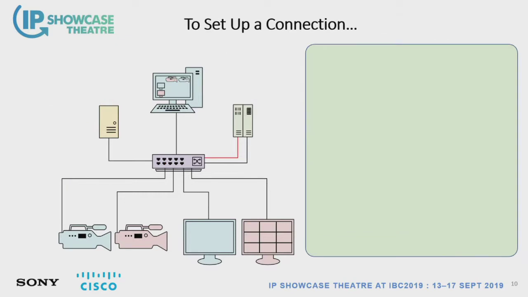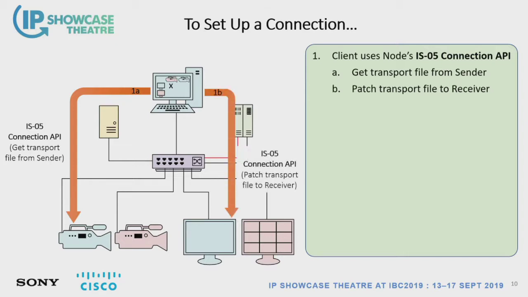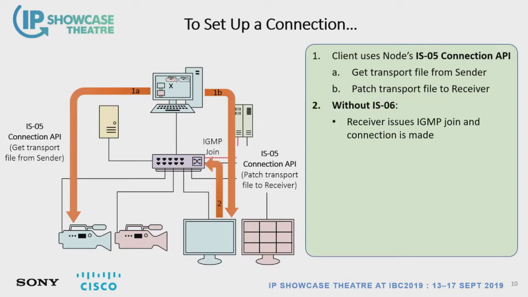So the traditional ISO 4 or ISO 5 mechanism for this, so the client would use the node's ISO 5 connection API, which it knows about from the ISO 4 information from the registry, to initially get a transport file from the sender. It would then patch that transport file to the receiver, and then without ISO 6, what traditionally happened was the receiver would issue an IGMP join to the network, and the connection would be made, and it would be using the multicast address that it knows about from the SDP file, from the transport file, to do that.